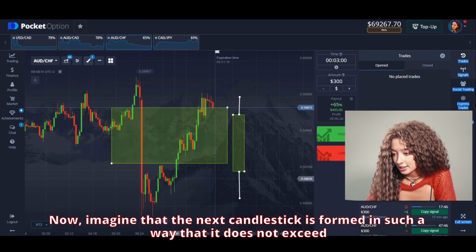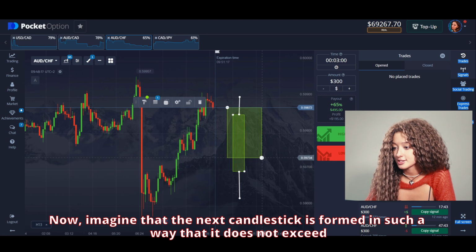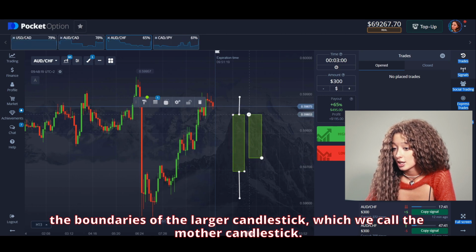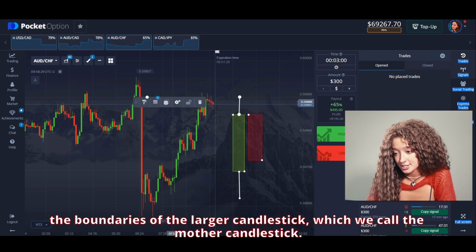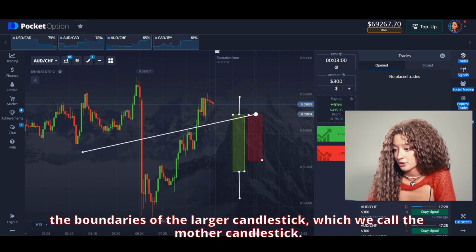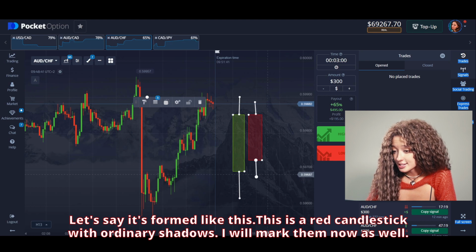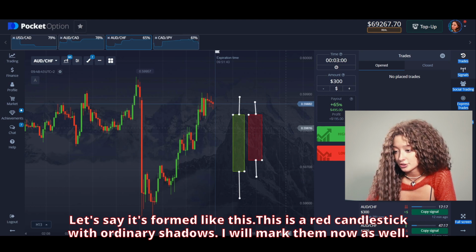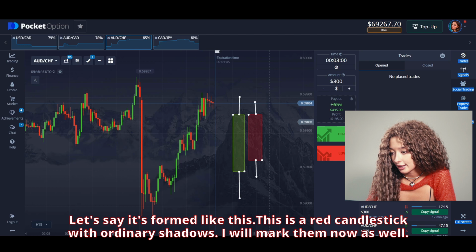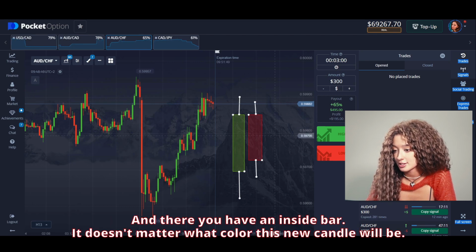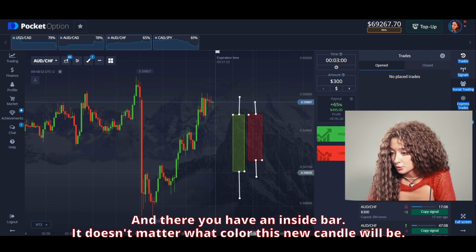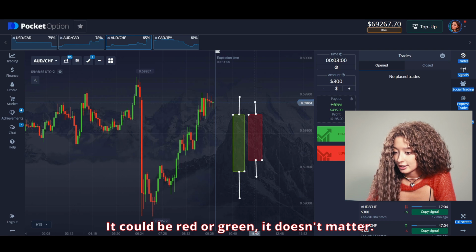Now imagine that the next candlestick is formed in such a way that it does not exceed the boundaries of the larger candlestick, which we call the mother candlestick. Let's say it's formed like this. This is a red candlestick with ordinary shadows. And there you have an inside bar. It doesn't matter what color this new candle will be. It could be red or green.